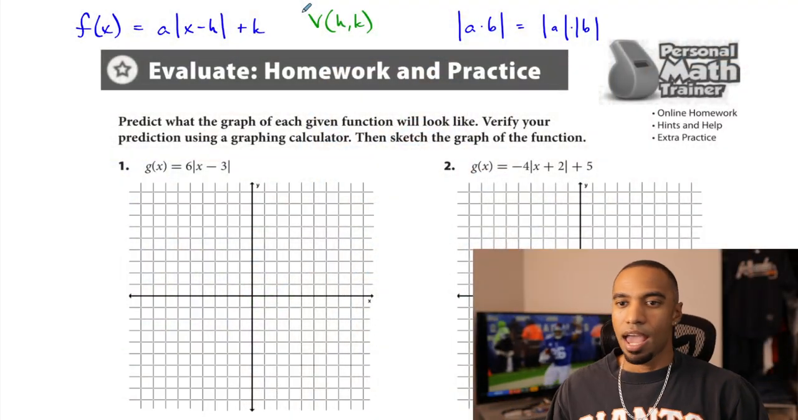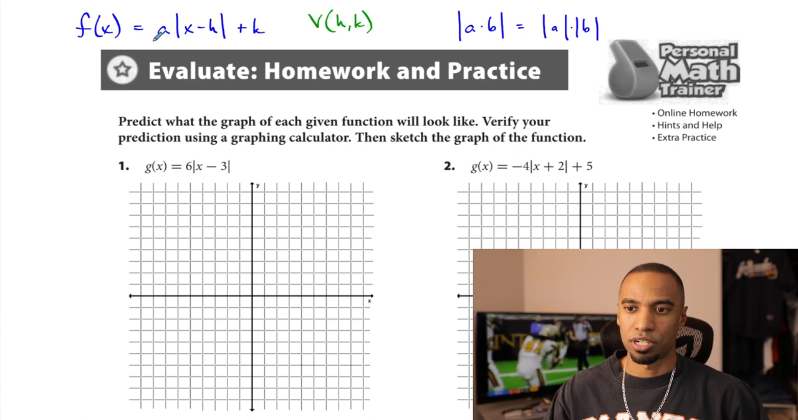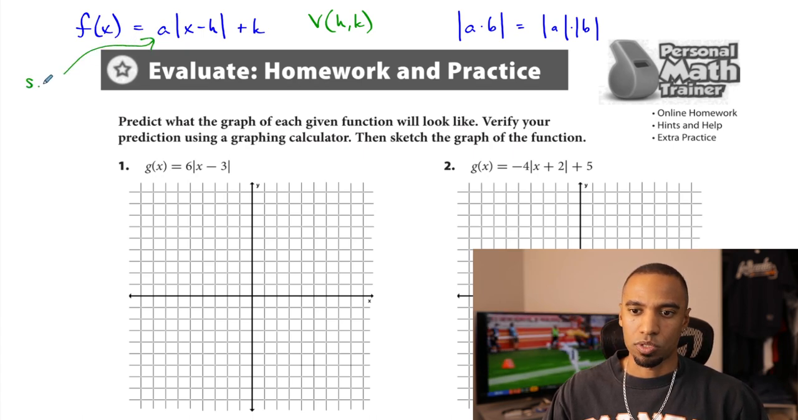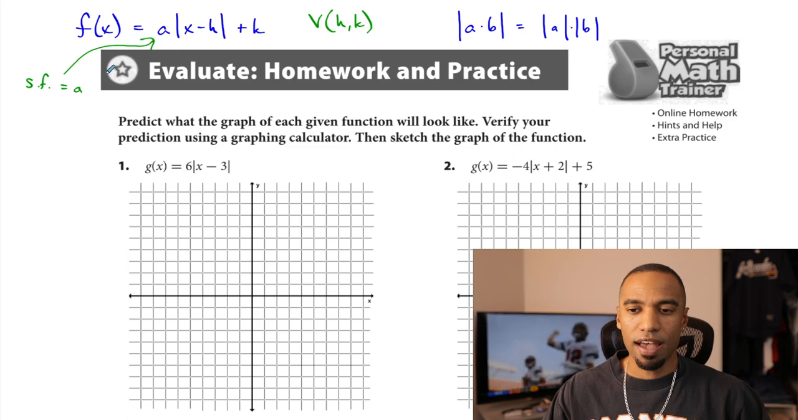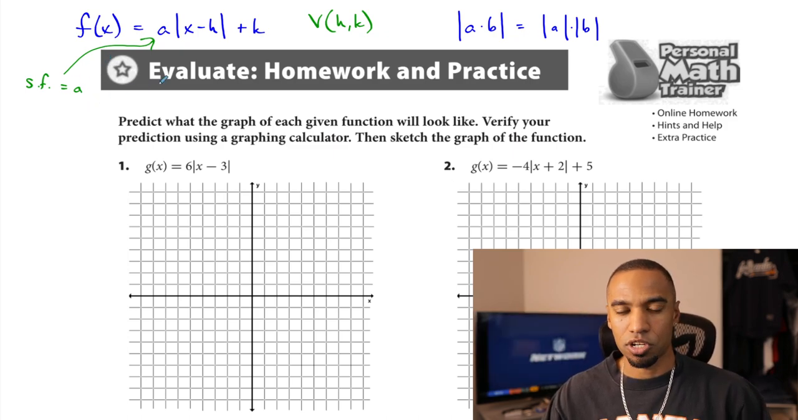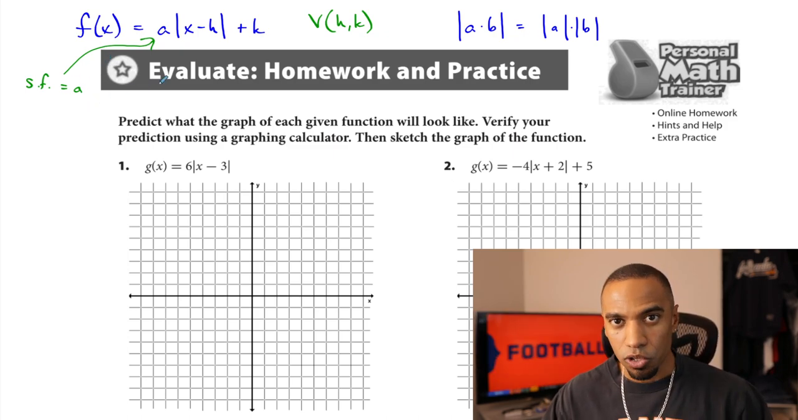That's where it exists. a represents what's called a stretch factor. It represents what's called a stretch factor. Stretch factor, in this case for absolute value functions, is almost treated the same way as a slope.